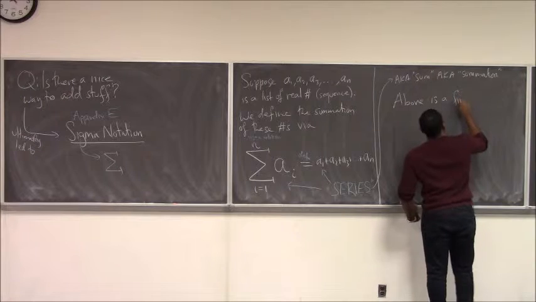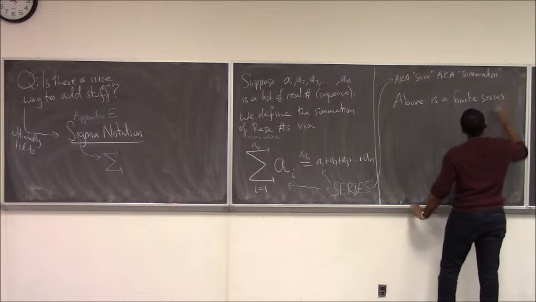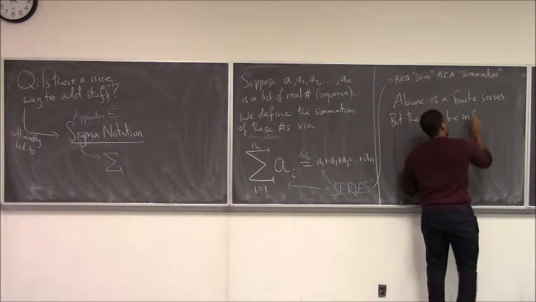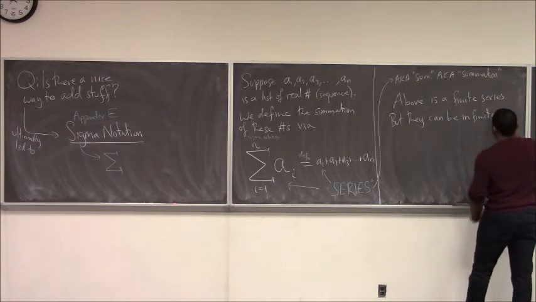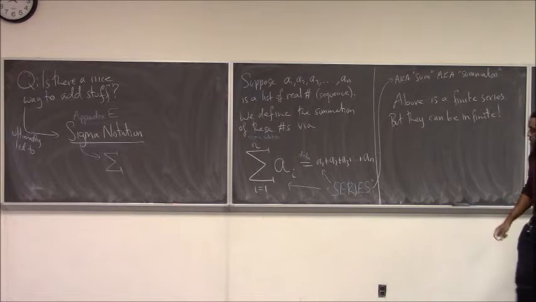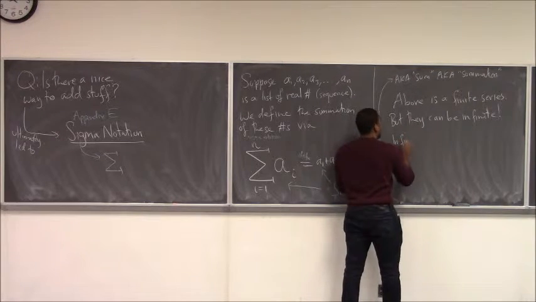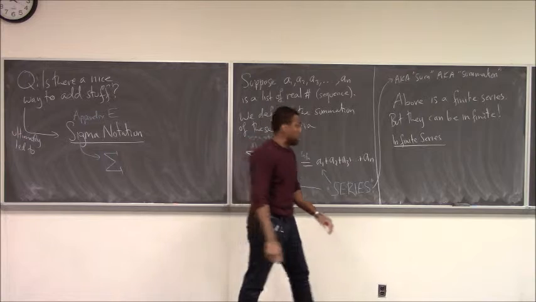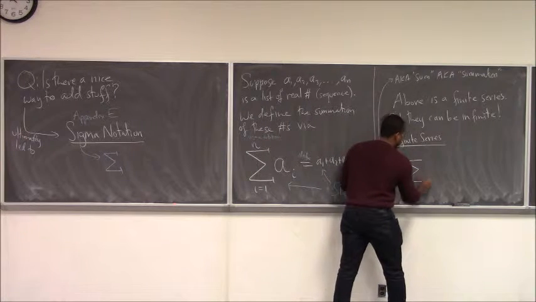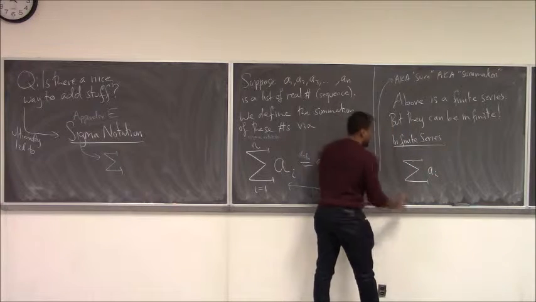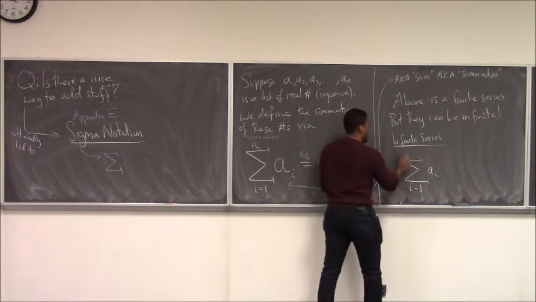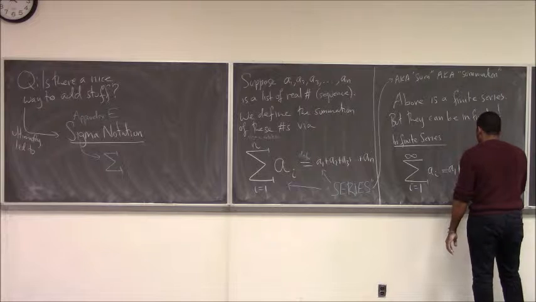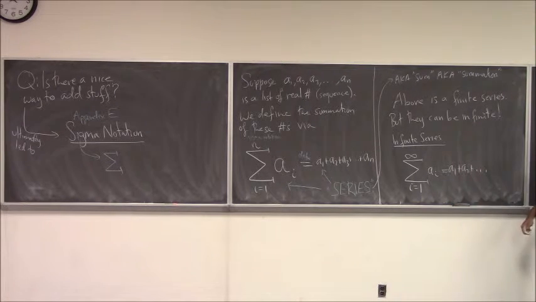But this is a finite series. But they can be infinite. Now that might be a little weird to think about, but let's just define it. If we're talking about an infinite series, this means basically we're summing an infinite list of things. So we have the summation of a bunch of things that I'm going to represent by a_i. My i starts at 1 and it never stops. It goes off to infinity. And then this is just a_1 plus a_2 plus ... It will keep going.